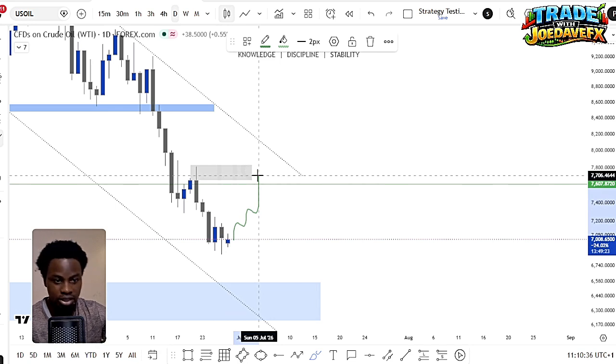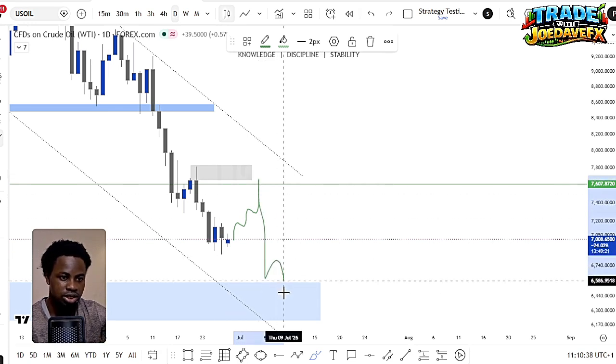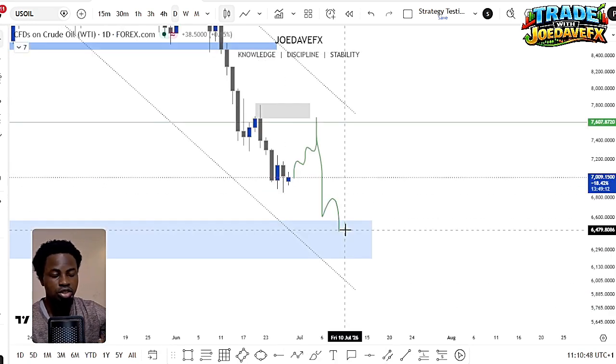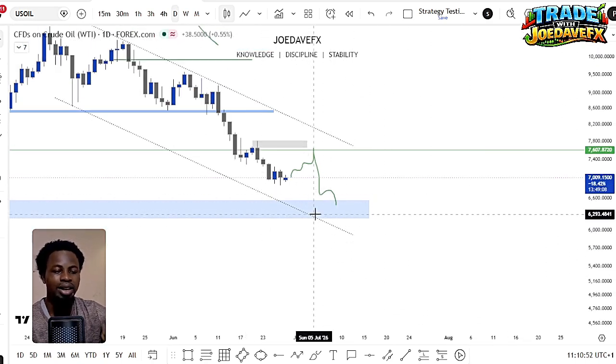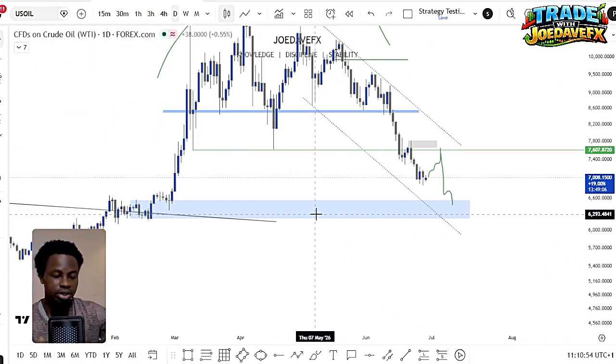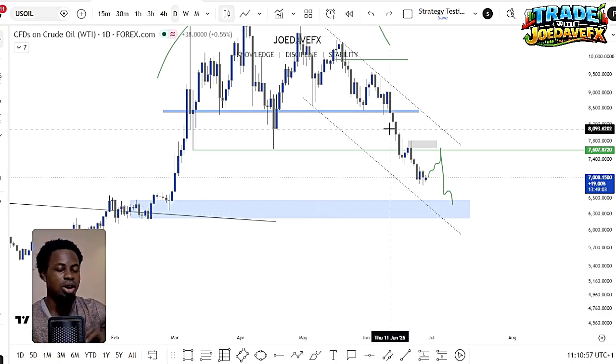And the overall target for this very particular US oil trade is still sitting around somewhere here, and this is going to be around the 6,500 barrier. So once US oil hits this zone, and right from this zone, then you can start anticipating what US oil wants to do next. Now, how do I come to this analysis?